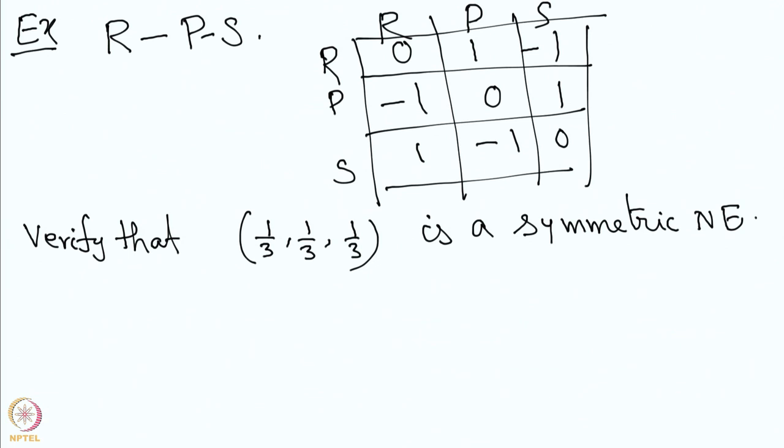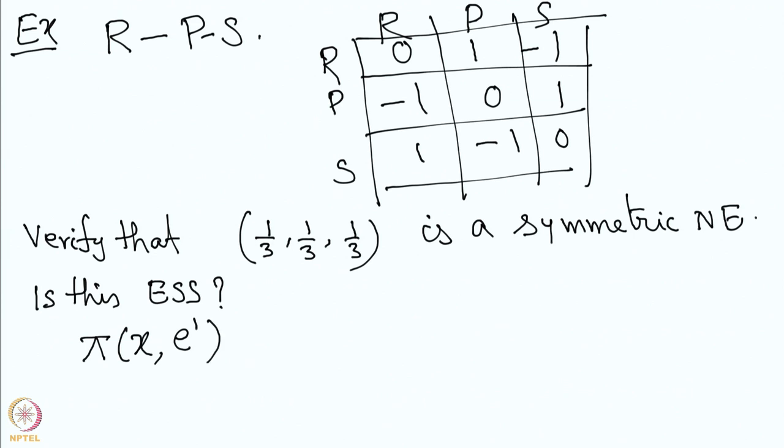Now, is this an ESS? Let us check it. What is going to be pi x e1, if player 2 plays column 1 against 1 over 3, 1 over 3, 1 over 3? Therefore, 1 over 3 into 0, 1 over 3 into minus 1, 1 over 3 into 1. So, this is 0. In fact, this is also the same as pi e1 e1.